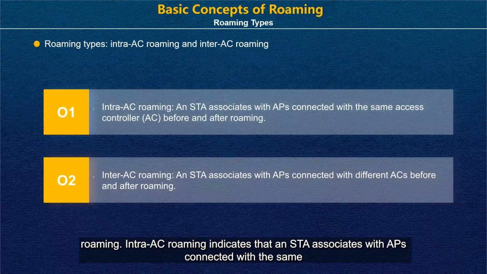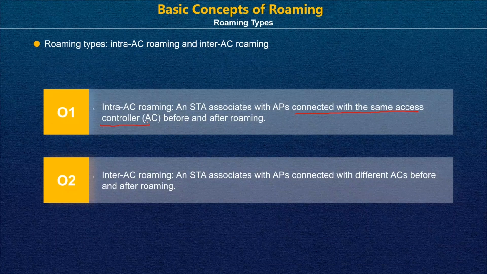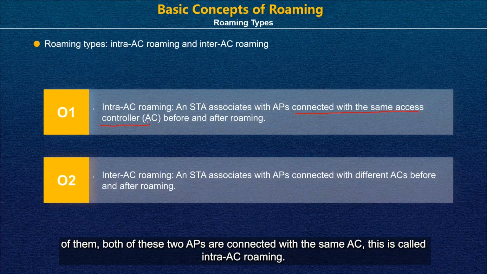Intra-AC roaming indicates that an STA associated with APs connected with the same access controller. Pay attention here. Connected with the same access controller before and after roaming. We call it intra-AC roaming. It means that even if we have switched to another AP, both of these two APs are connected with the same AC. This is called intra-AC roaming.